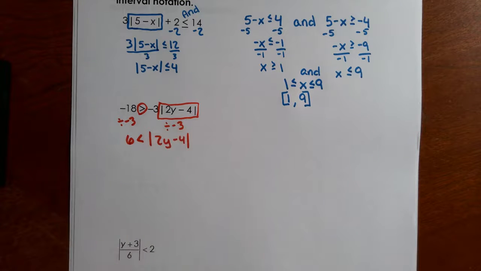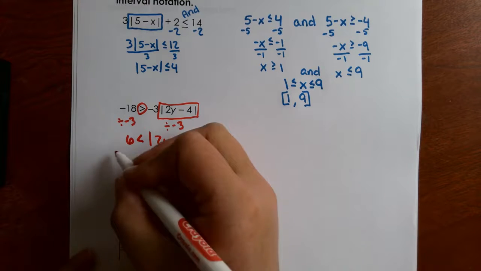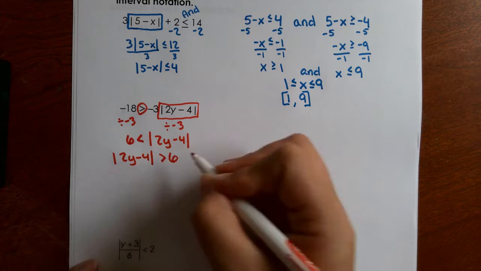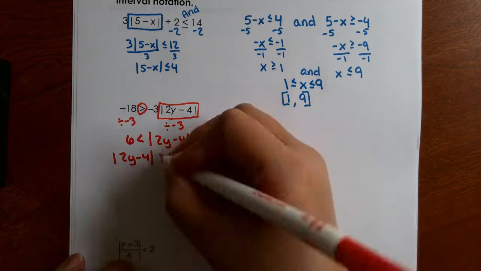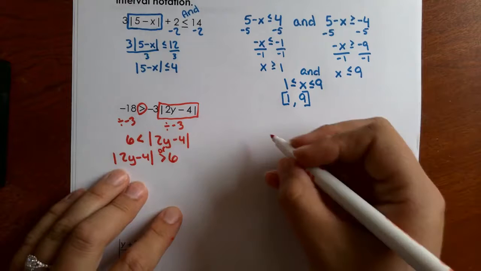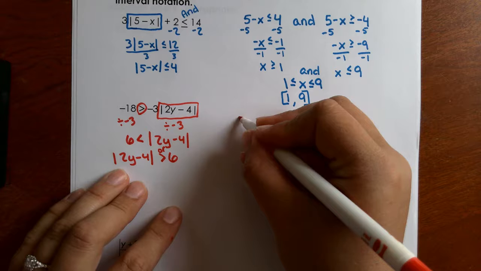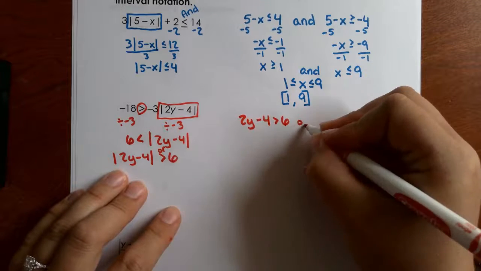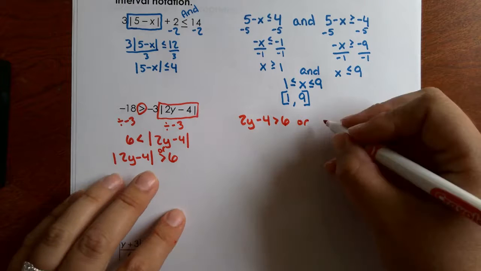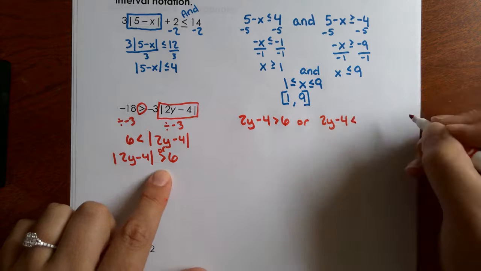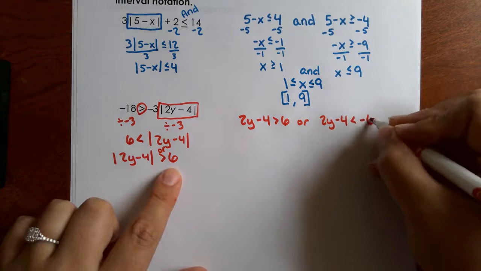Now those rules we just talked about only work out if the absolute value is on the left, so I'm going to flip the whole thing around. The absolute value of 2y minus 4 is greater than 6. Now I have a greater than, which is an or. So I write my two inequalities. The first one, I just drop the absolute value. 2y minus 4 is greater than 6. Or, second one, we drop the absolute value, so 2y minus 4, flip the inequality and make that second side a negative.